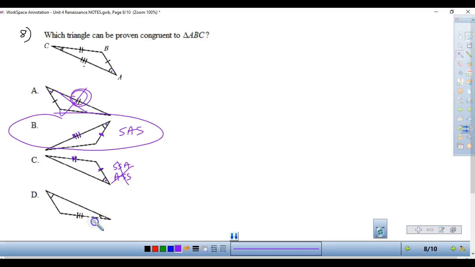And then this one, if I got this double angle to match and this single angle to match, then this triple would be in the wrong place. So B is the only right answer for that one.